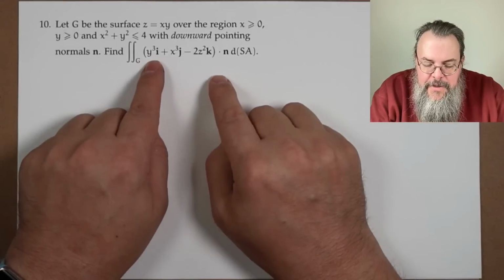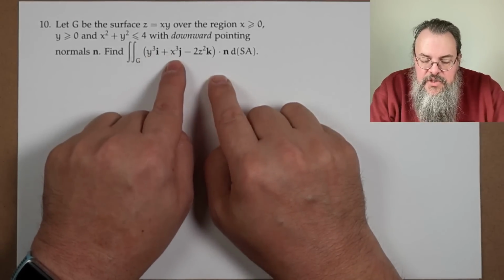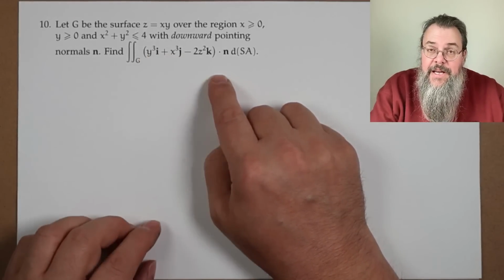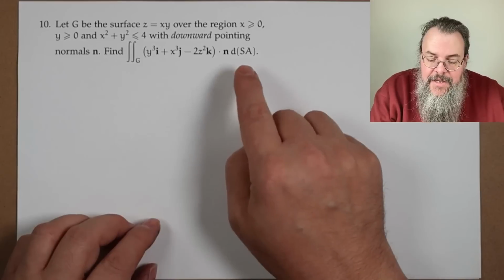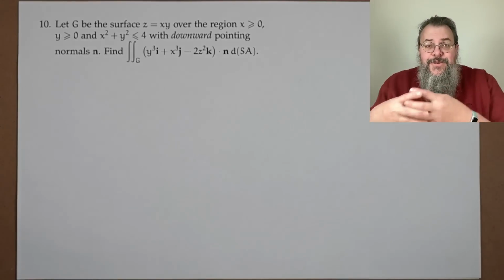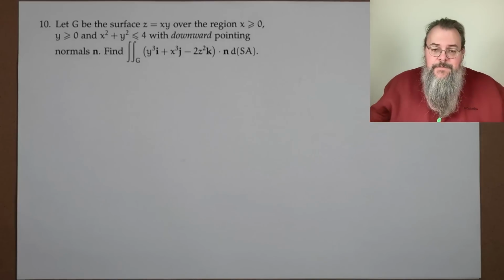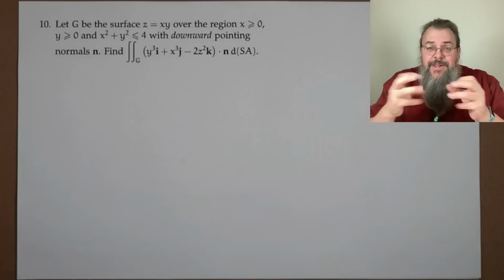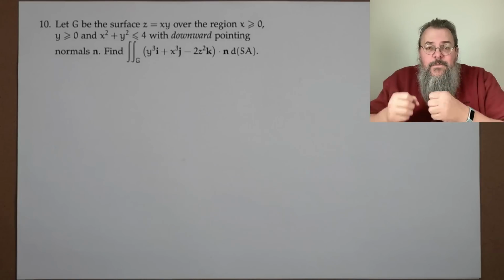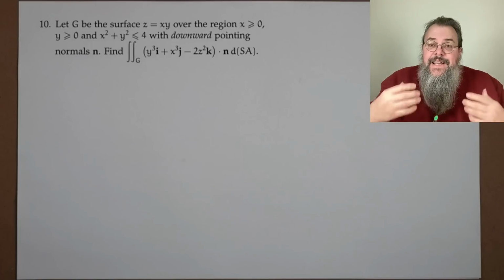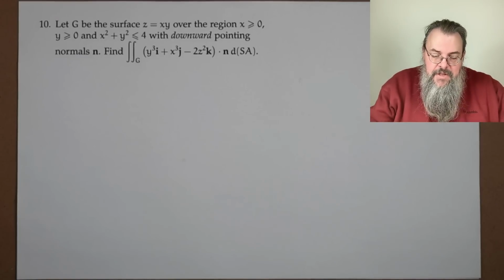And we're finding y cubed i plus x cubed j minus 2z squared k dot n dSA. SA is short for surface area, right? Because we're doing a surface integral. So the idea is break our surface up into lots of little tiny pieces, figure out what's happening on each piece, and add it all up.